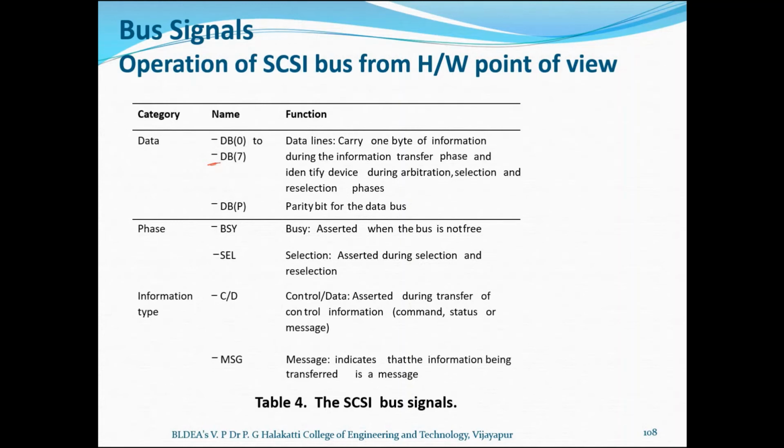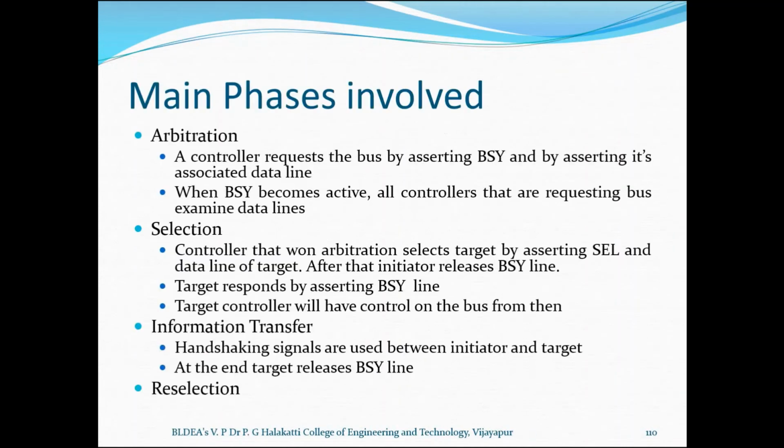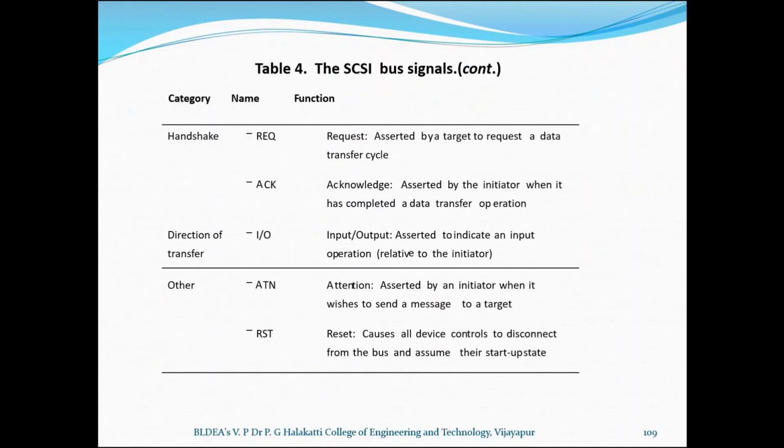Once a connection is established between two controllers, further addressing is not required and the data lines are used to carry data. The main phases involved in the operation of the SCSI bus are arbitration, selection, information transfer and reselection. So we shall see that here. But before that, let's see these bus signals.